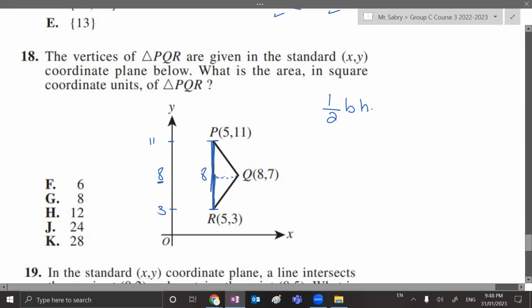Now regarding this height, this line has an x coordinate of 5, while this point has an x coordinate of 8. From 5 to 8, that's a difference of 3. So the distance of this one is 3. So the area is half times the base, which is 8, times the height, which is 3. So the area is 12.